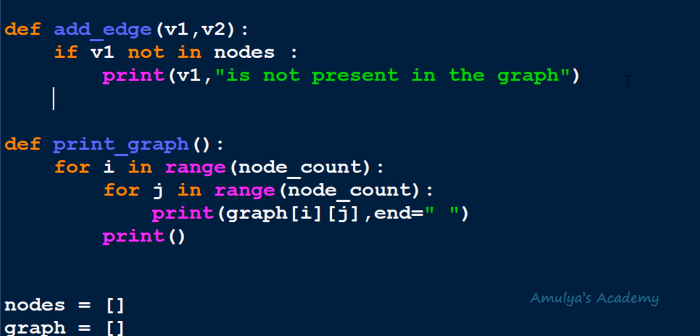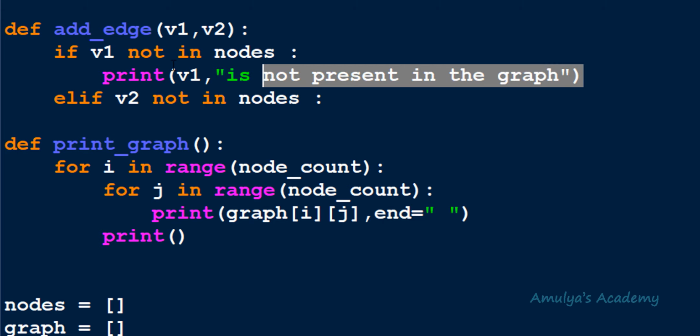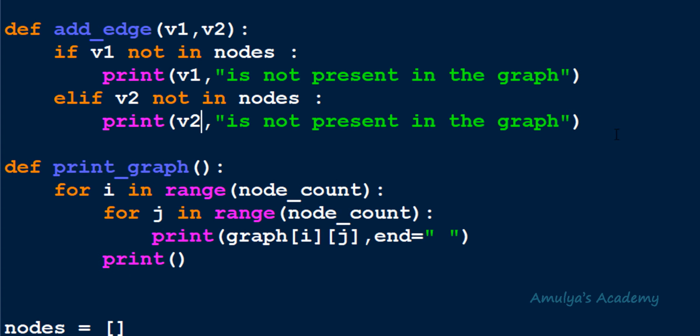Elif, I need to use elif here. First I'll check whether v1 is present or not. If the first vertex is not present in the graph, then we'll print this message. If first vertex is present, then I need to check whether second vertex is present or not. So here, just copy this, Control C, Control V. I'll check whether v2 is present or not. Now this condition becomes true only when v2 is not present in the nodes. Okay, if node 2 is not present, just like here, v2 is not present in the graph.